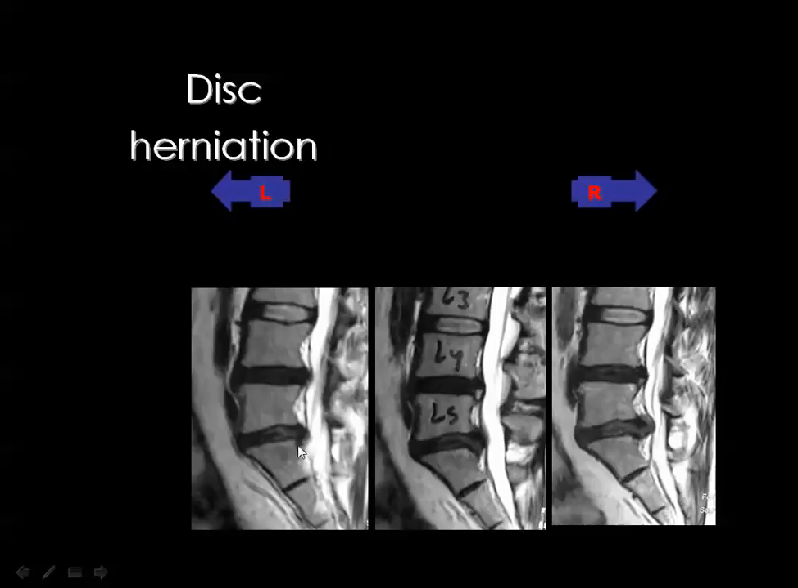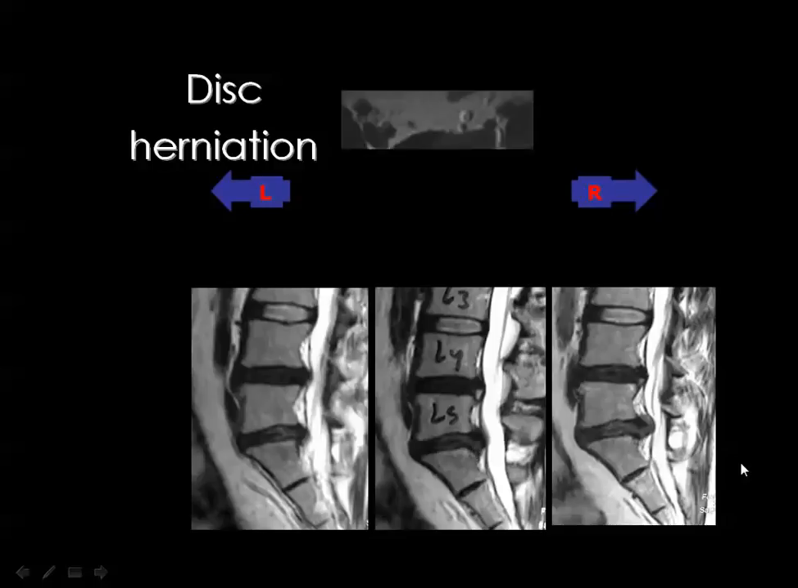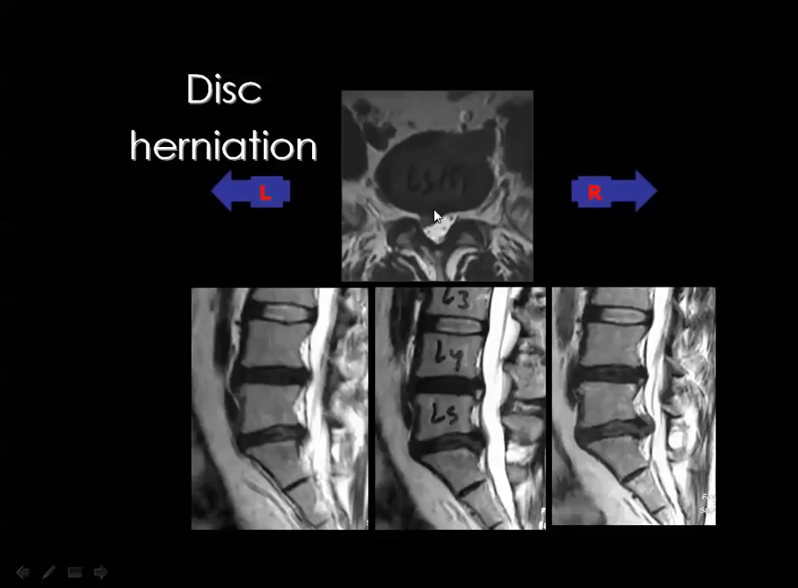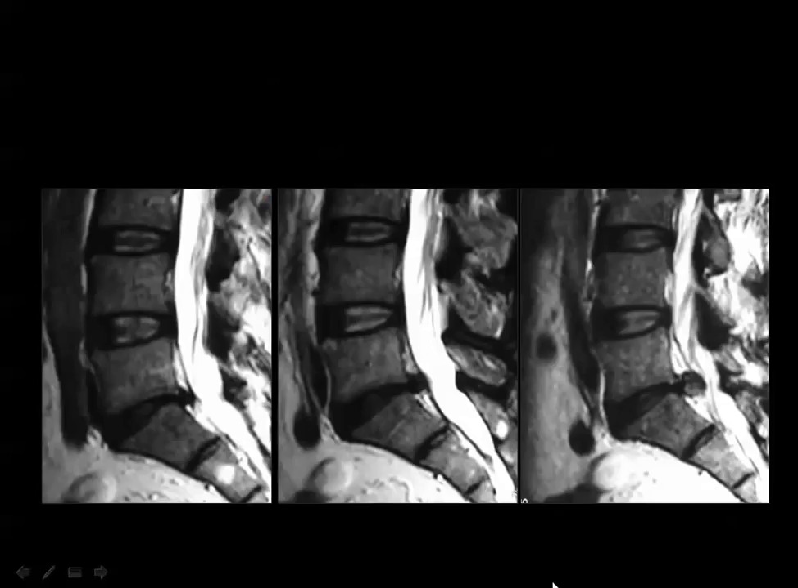If you go to the left and the disc is smaller, and if you go to the right and the disc is larger, then this disc is herniated to the right side. Look at the axial image and you see that the disc is herniated to the right side. But if you see that the disc in the midline is almost similar to that on the left and on the right, then you know that this is a diffuse posterior disc bulge.